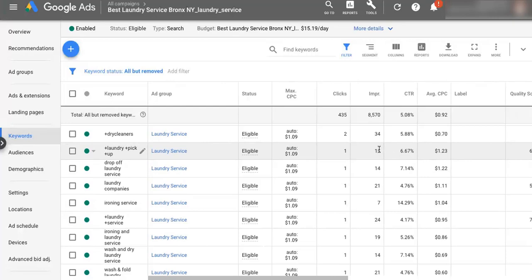We could have showed for 150. We only showed for 15. And that's because this campaign is targeted within the 1 mile radius. That only applies to that specific location. Totally. Yeah. So that's a lot of lost traffic there. Yeah, we're just not even showing.